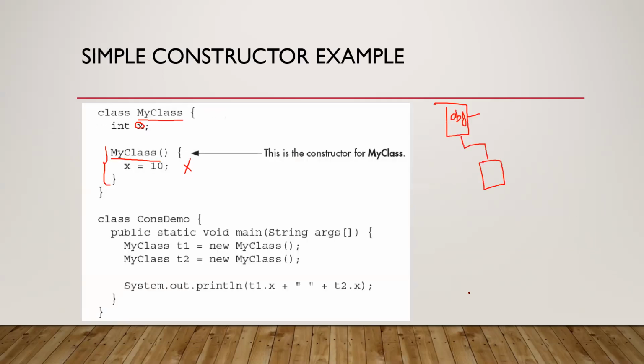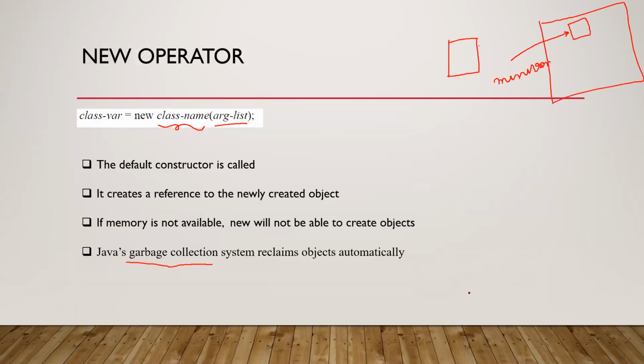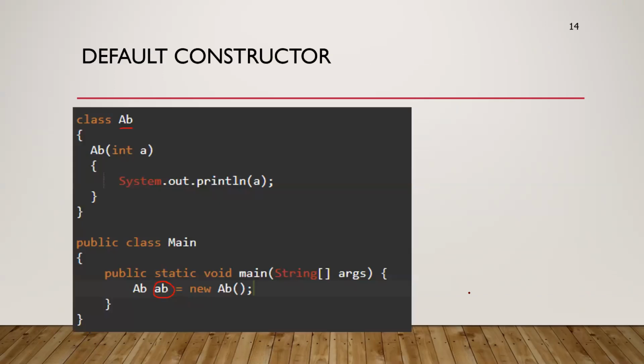So then what will happen? This will actually give you a compilation error, because as soon as you have created a constructor with a variable, the default constructor is not going to be used. So when you do new AB, it will go here and search for the default constructor, which is also called the no-arg constructor, which is not there, right? So it will give you a compilation error. Is it clear to everyone?